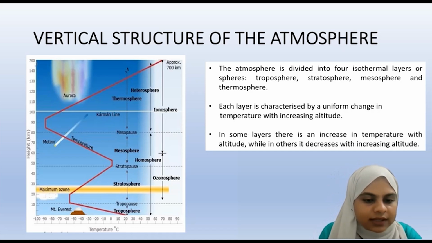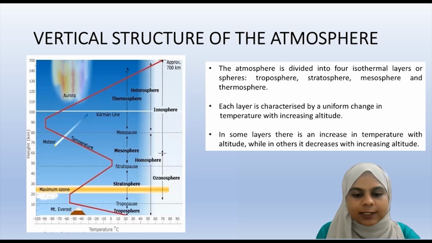As we go from the Earth's surface up to 11 kilometers, temperature decreases, and the tropopause separates the stratosphere and troposphere. In the stratosphere layer, temperature increases with height. There is the stratopause, which separates the mesosphere and stratosphere. In the mesosphere, temperature decreases with height, and in the thermosphere, temperature increases with height.